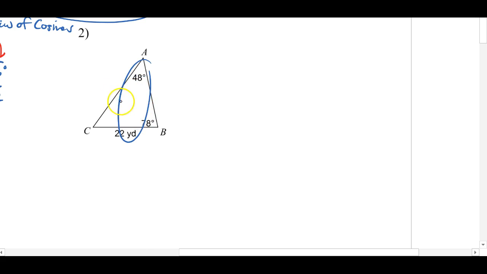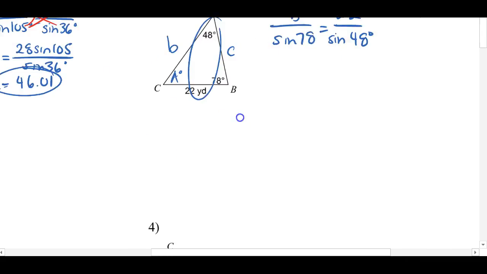But first of all, let's start with the side that we're looking for. This is little b. We're going to have to look for little b, little c, and angle A. Let's start with little b because we already know its opposite angle. So we're going to put the b on the top, equal to the pair that we know: 22, again the side on the top, over sine of 48. Then you solve that the same way like we just did before. Okay, so let's go to number 3.